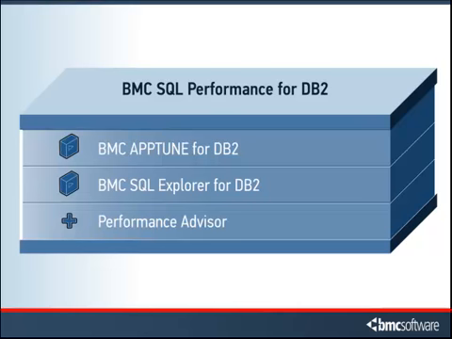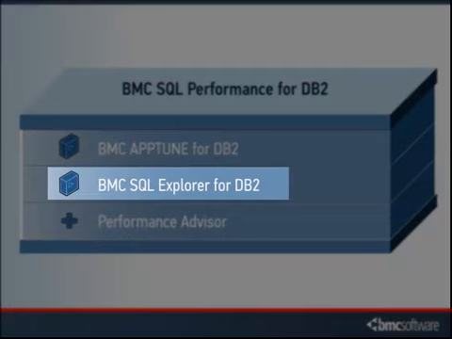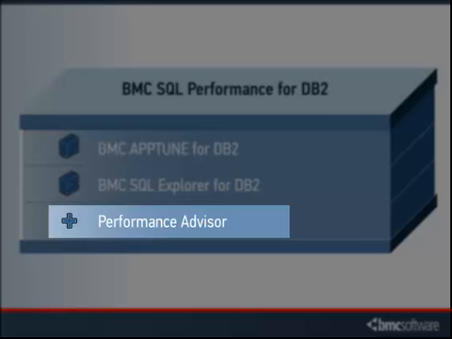BMC SQL Performance for DB2 consists of two base products and exclusive Performance Advisor technology, which is available only with a license for the SQL Performance for DB2 solution. AppTune for DB2 monitors SQL and identifies tuning candidates. SQL Explorer provides tuning recommendations for static SQL and provides a batch interface to ensure the quality of SQL during the bind process. Performance Advisors enable you to compare SQL workloads and prevent problems before you move applications into production, optimize your DB2 indexes, manage exceptions, and avoid unnecessary reorgs.